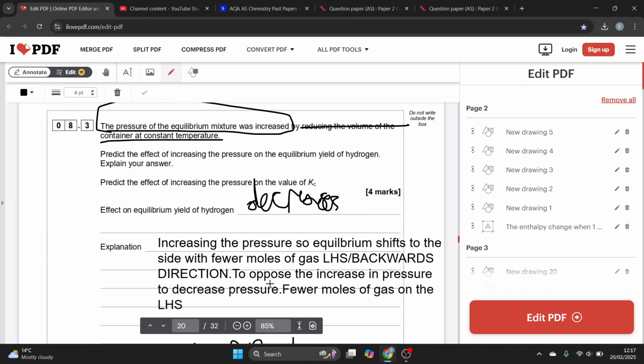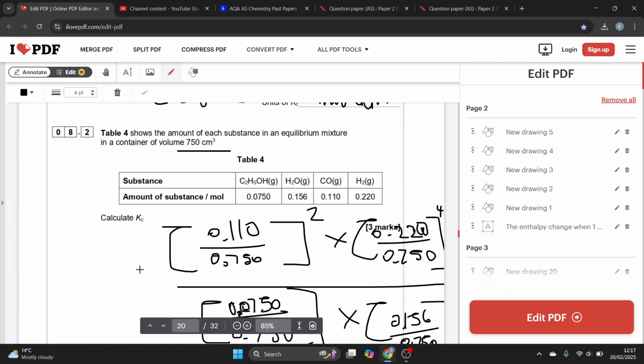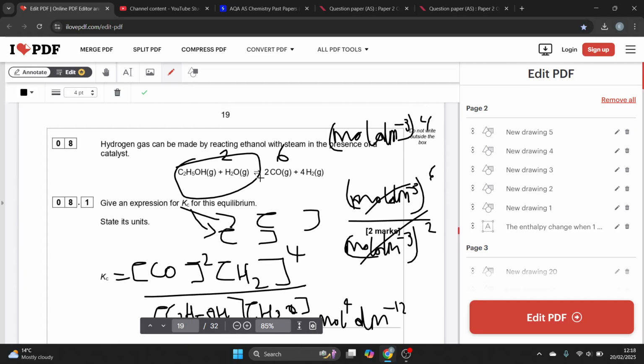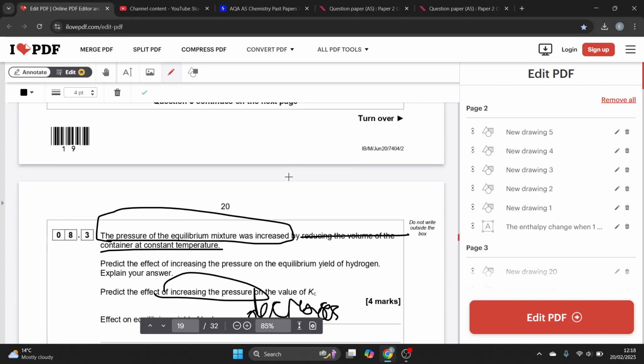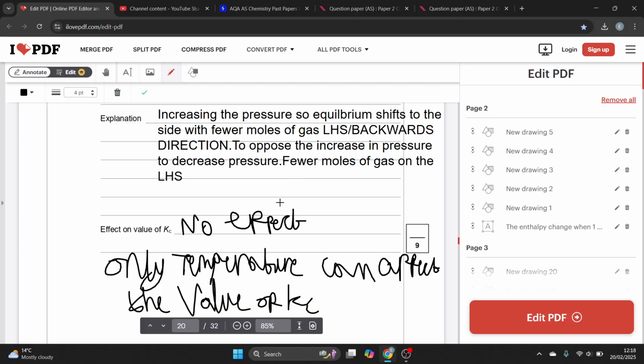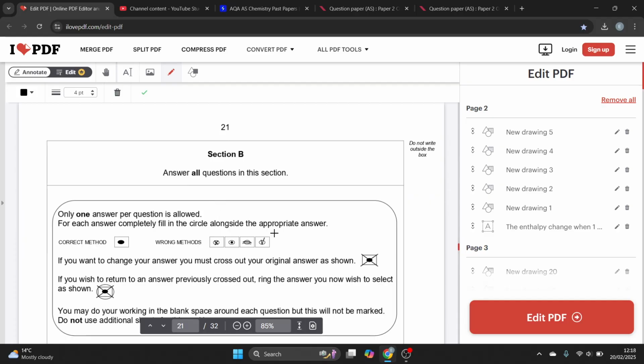And it says predict the effect of an increase in the pressure. Well, nothing, only temperature can. So if it said increase in the temperature, then I wouldn't be able to do that because it's not telling me whether the forward direction is endothermic or exothermic, but you get the point. No effect as increase in pressure, no effect, only temperature can affect the value of Kc. That's the end of section A.